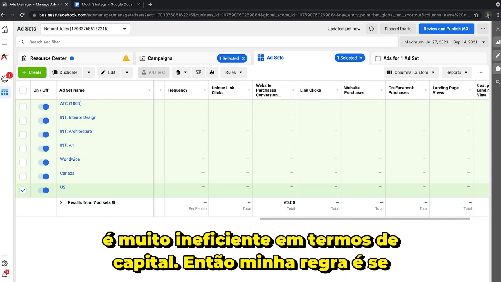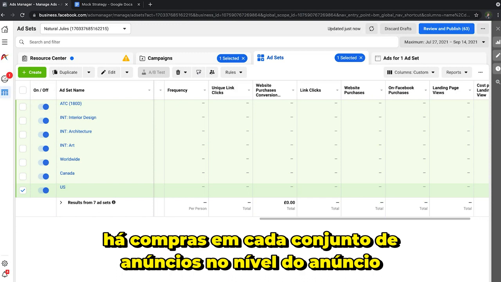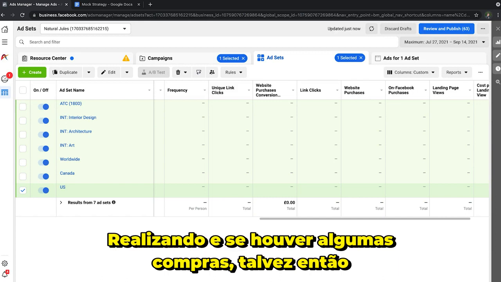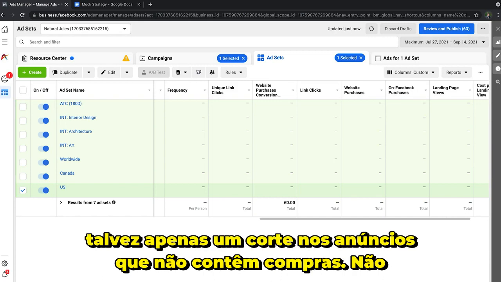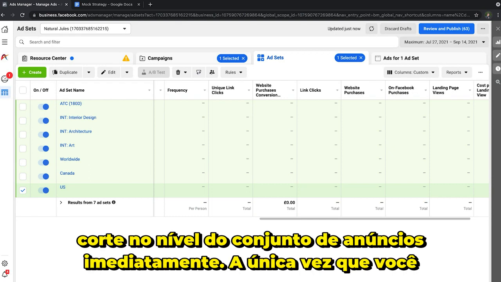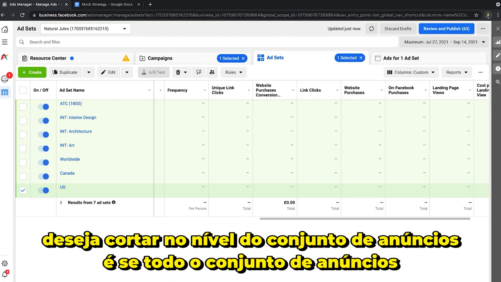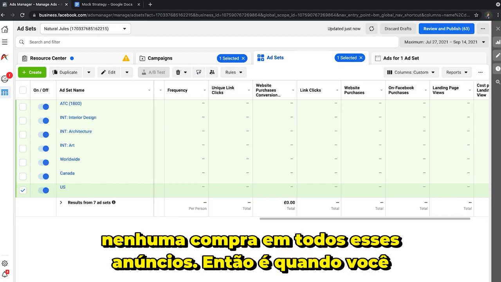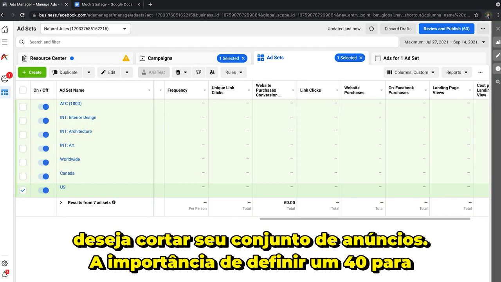So my rule of thumb is if there's purchases within each ad set, look at the ad level first and cut there. Look at the metrics, see if it's performing. And then if there's a few purchases, then maybe just cut those ads that don't have any purchases. Don't cut at the ad set level immediately. The only time you want to cut at the ad set level is if the entire ad set exceeded our target CPA, which in our example was $50, and had no purchases across all those ads. Then that's when you want to cut your ad set.